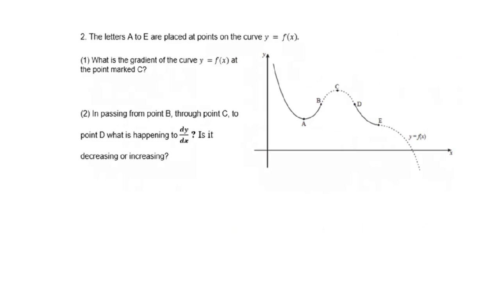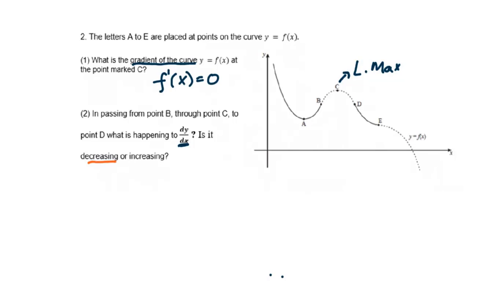Now let's go to number 2. The letters A to E are placed at points on the curve y equals f of x. What's the gradient of the curve y equals f of x at the point marked C? You could see that C is a local maximum point. Therefore, the derivative will be equal to 0, which means the gradient of the curve equals 0.